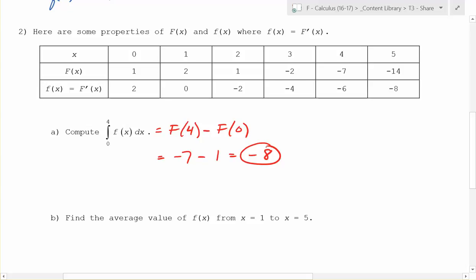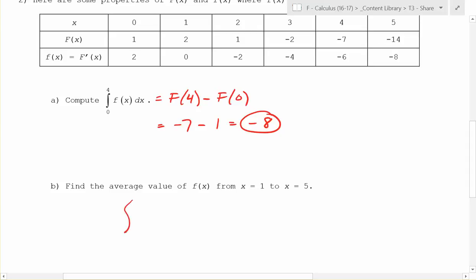So what about the average value of f from 1 to 5? What statement are you trying to evaluate if you want the average value of lowercase f from 1 to 5? First you have to calculate the what? You've done this a bunch of times. This is not new. So we call that the integral from 1 to 5 of lowercase f of x dx. And what do you put out front? What goes right here? 1 over what? 1 over 5 minus 1.